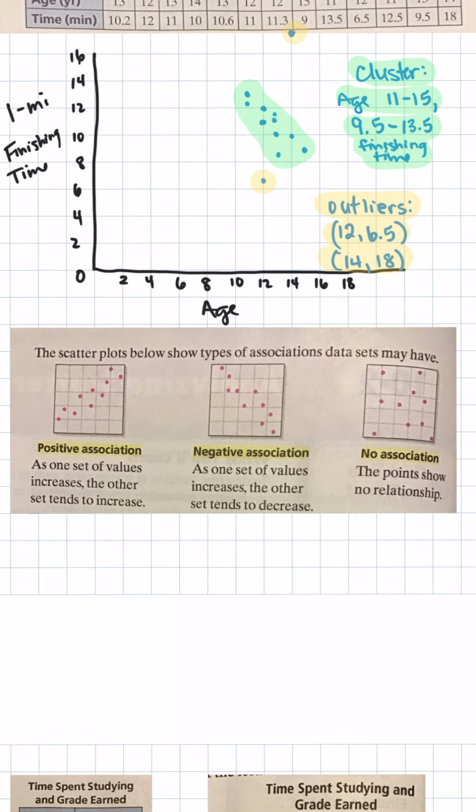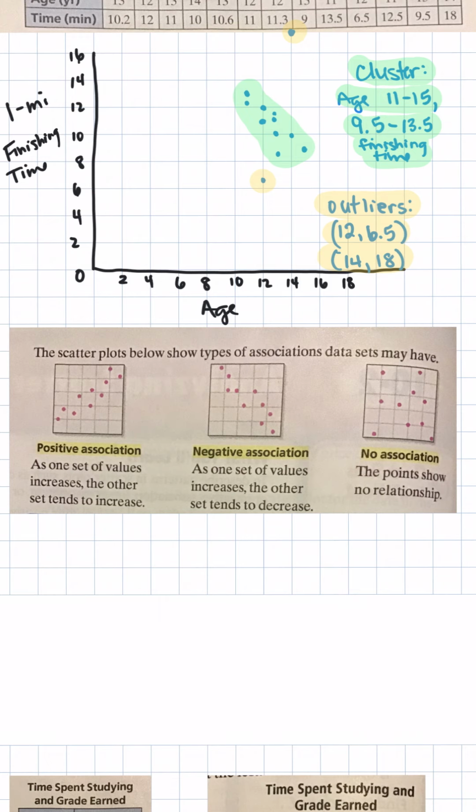So now looking at scatter plots, below are the types of association data sets may have. Anytime a set of values increases, the other tends to increase. So if they're both going that direction, as it goes over, it also goes up, then that is a positive association. If as it goes over, it goes down, that is a negative association. And this last one has plots every which way, so therefore there is no association.